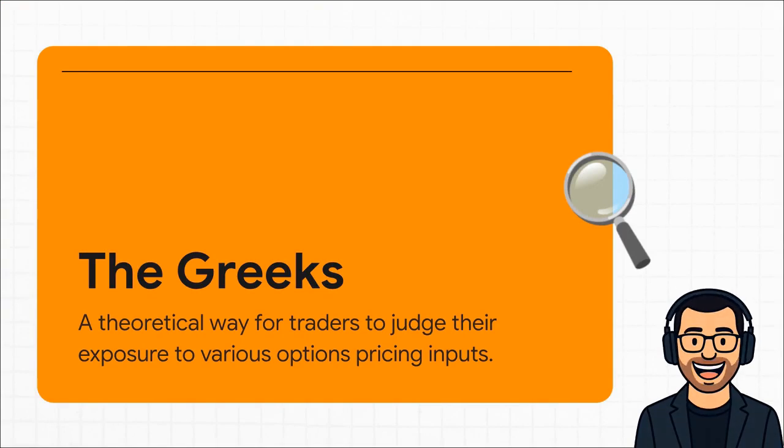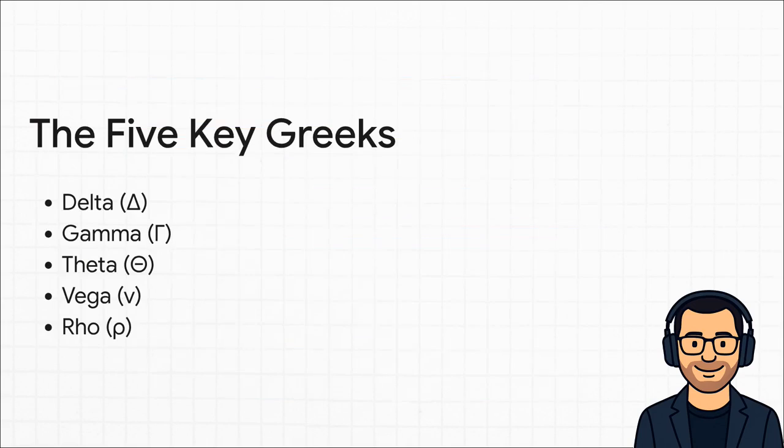Think of them like the dashboard in your car. They're a set of gauges that give you a theoretical way to judge your exposure to all those different factors we just talked about. They don't predict the future, but they tell you exactly what's happening with your trade right now. All right, here they are, the 5 key Greeks you need to know. Delta, Gamma, Theta, Vega, and Rho. Now we're going to break each of these down, but we'll start with the ones that have the biggest, most immediate impact on your trades day in and day out.